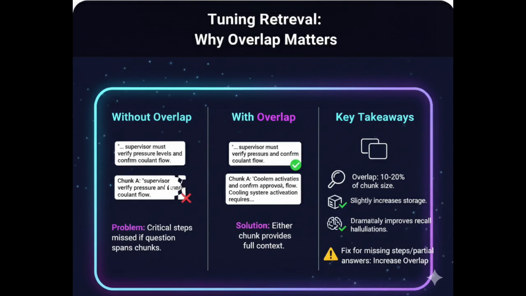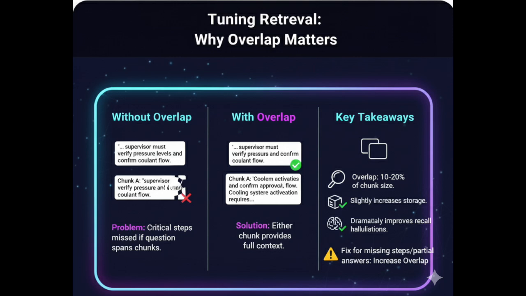Let's start with the quietest hero in retrieval, overlap. Overlap simply means repeating a small portion of text between chunks. Why does this matter? Because meaning doesn't end cleanly at chunk boundaries. Here's what goes wrong without overlap. One chunk says, before reactor shutdown, the supervisor must verify pressure levels and confirm coolant flow. The next chunk says, cooling system activation requires approval from the chief engineer. If a question spans both ideas, retrieval may grab only one chunk and miss a critical step.